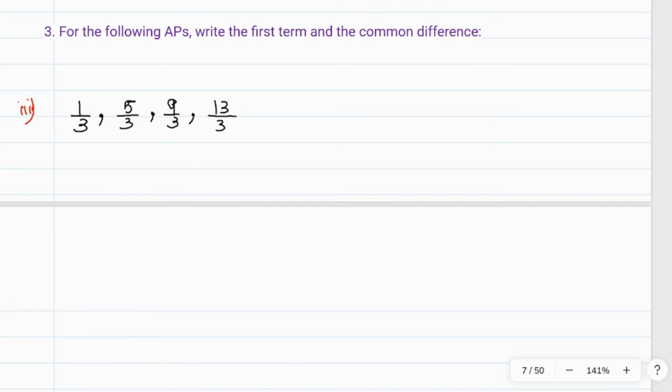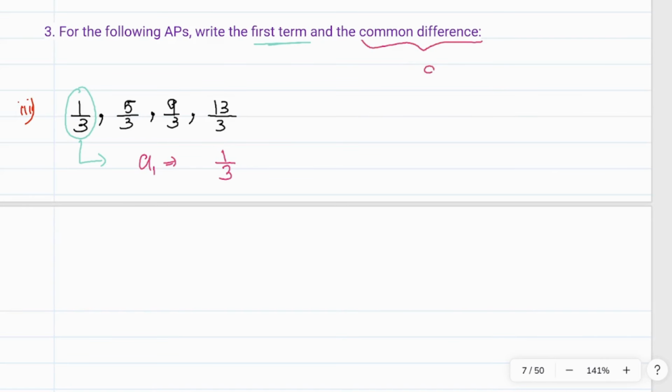Now let's do the question number 3, the third one. We have to write the first term of the AP as well as find the common difference. Here the AP is 1 by 3, 5 by 3, 9 by 3, 13 by 3. They are asking to find the first term, so this is our A1, which is equal to 1 by 3.